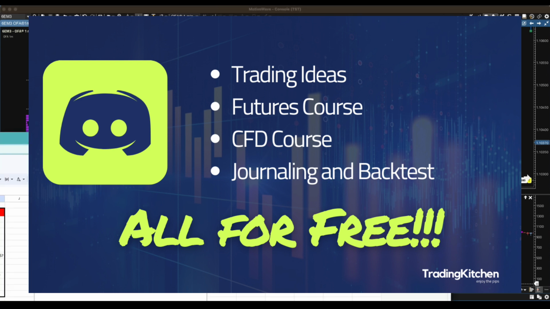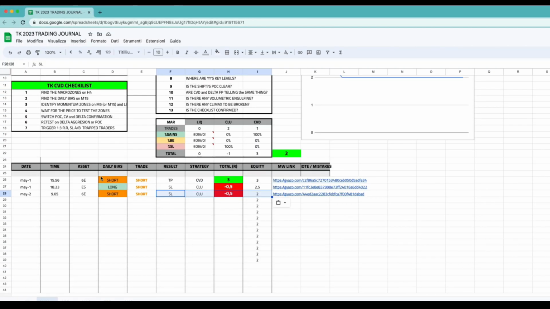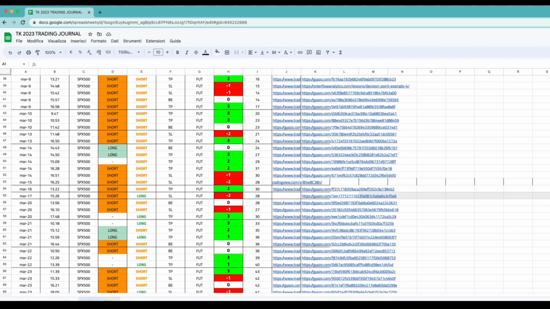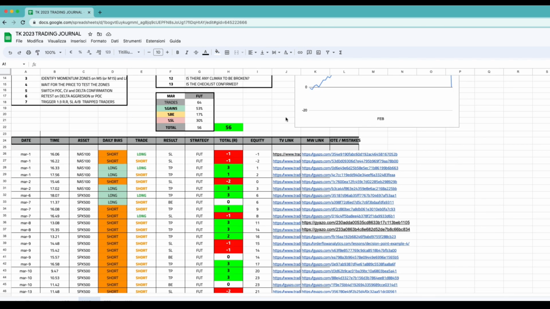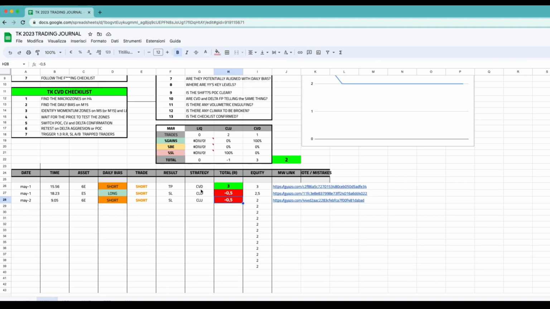Here is my journal, with all the trades that I made. Today I just made this small trade, but you see you have everything here with all the screenshots of my platform, so you can take a look. You can see the reason why I entered the trade. Everything is totally free.